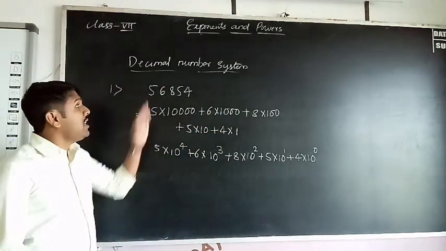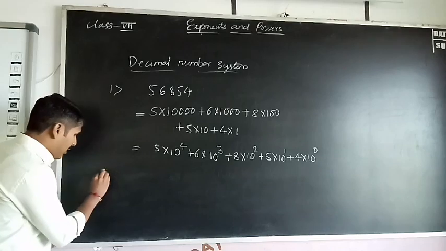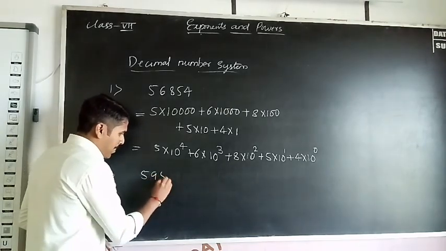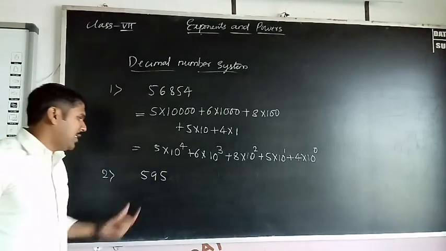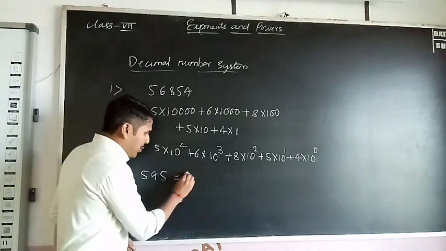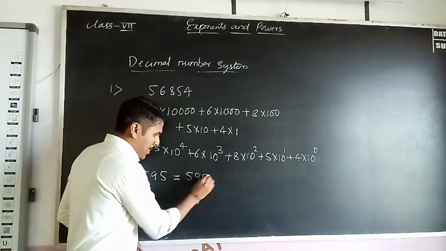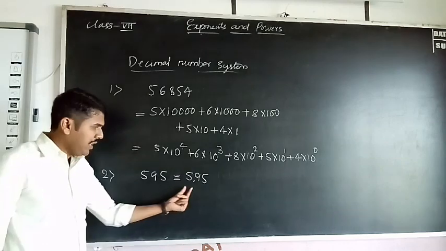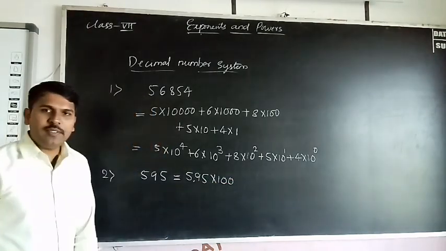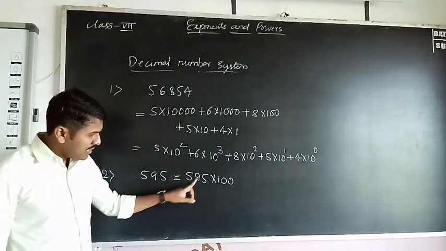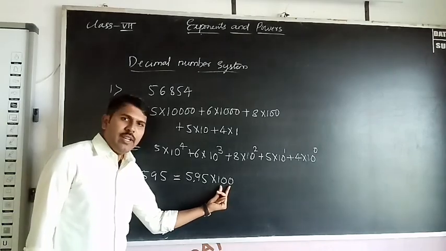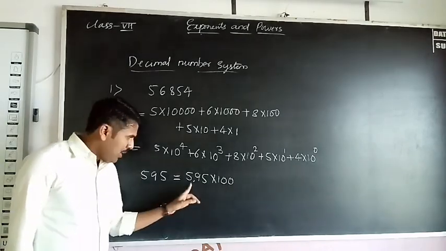Okay. So how to write by the decimal number system? Here 595 is there. So how to write it? This is a decimal number. We can write it as 5.95 into 100. Can you write this one? Yes or no? Why? Because after the decimal point, how many digits are there? 2 digits. So multiplied by 100. That means 2 zeros.